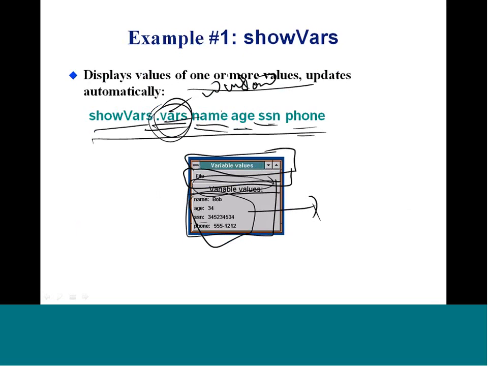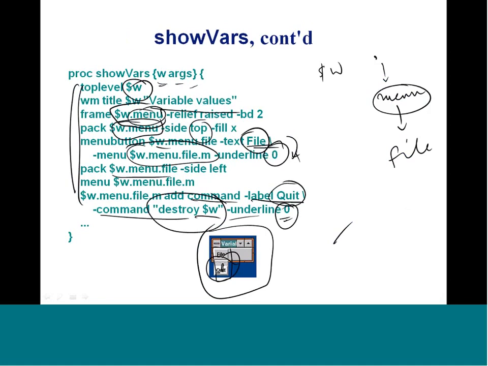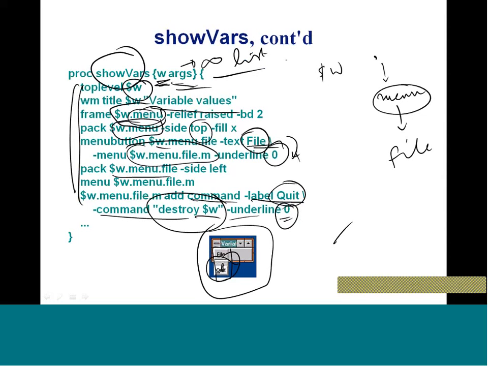So in this window, how do we specify things basically? We are building the whole program here. So we call this the show wars procedure, which has the window and then a whole bunch of arguments. Again, here you can see that this is left as an infinite list. And now we set the top level to be the name of the window, and then we put the title as variable values.